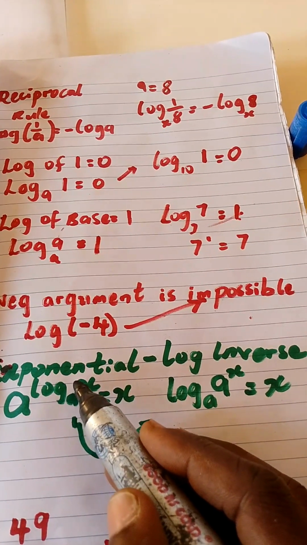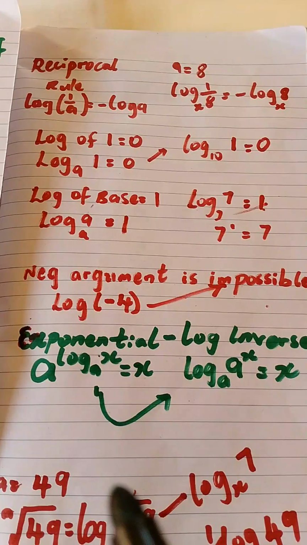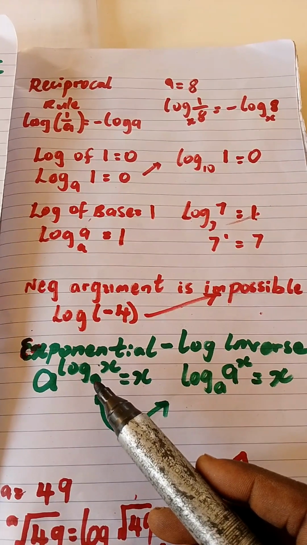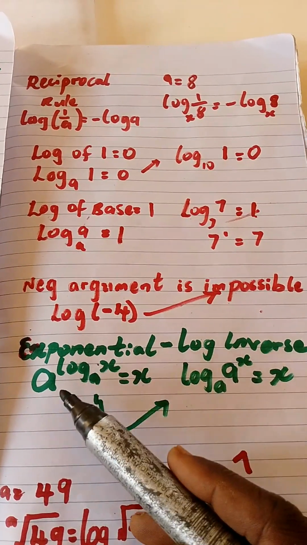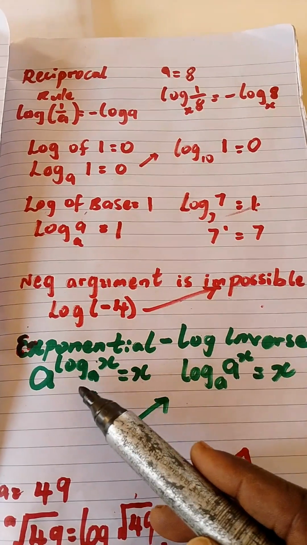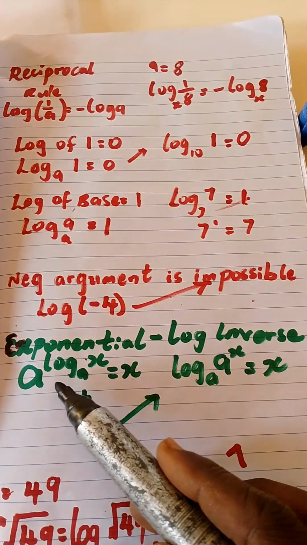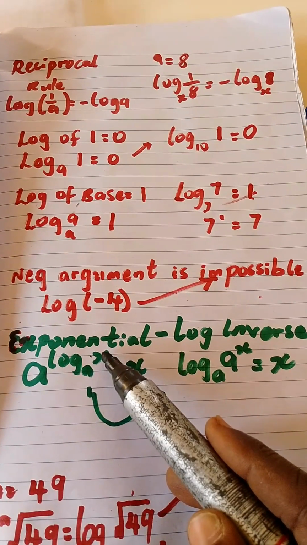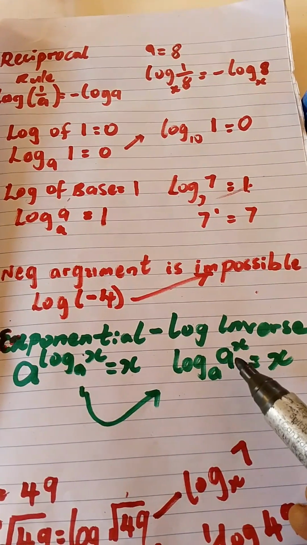So you can say, I repeat, log to the base a of x, but this is a raised to power. So you drop this logarithm to base a, it has come down, then you transfer this to the x position and you change this x to a power, so it becomes log a of a to the x equals x. And of course, you know this rule.